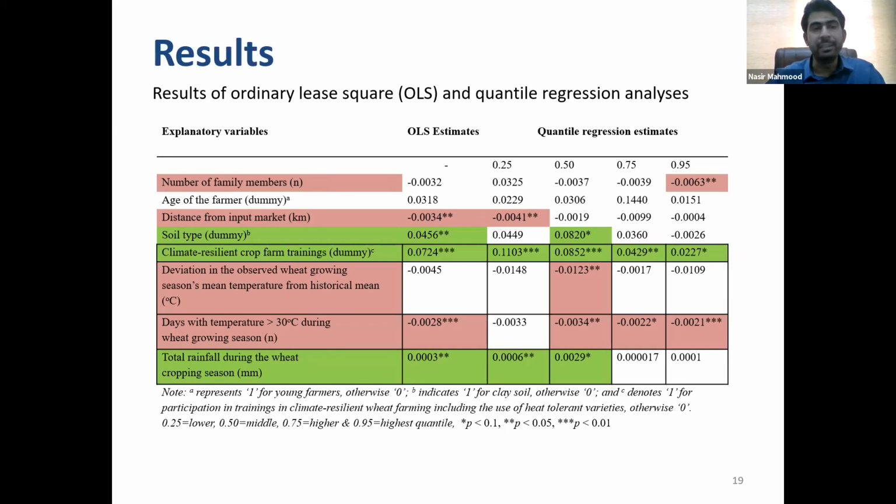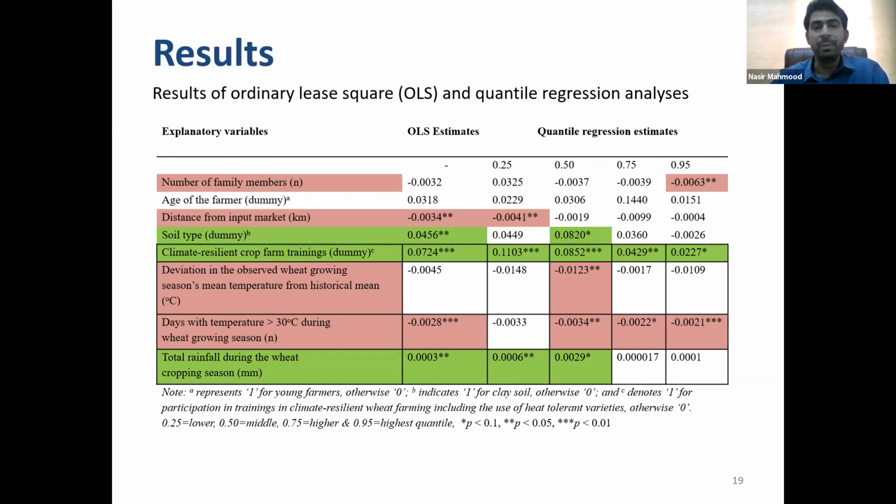An increase in the distance from input market negatively influences the economic efficiency of the rain-fed wheat farmers in OLS and in lowest quantile regression, because these input markets enable the farmers to timely purchase and then timely apply the various agronomic inputs, which ultimately translates into better yields and also causes an increase in the efficiency of the rain-fed wheat farmers. Then there is a variable of soil type.